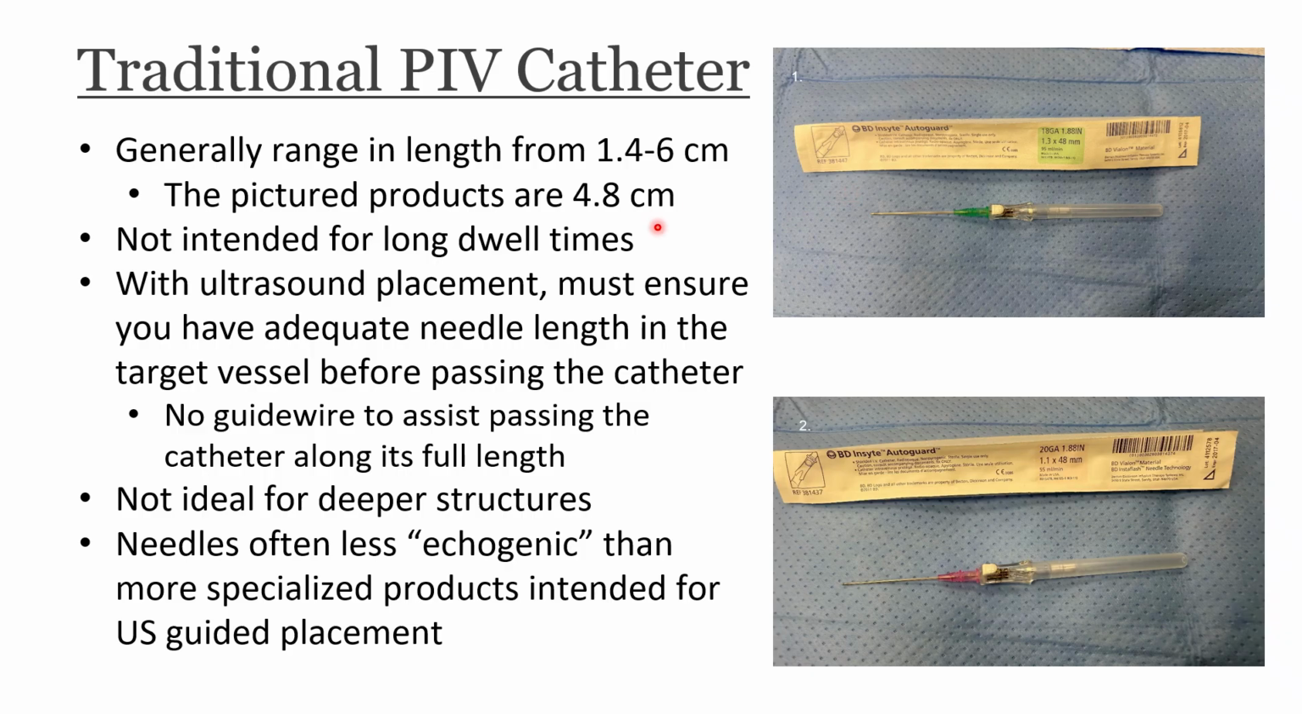And then these are not ideal for deeper structures. If you go back to your Pythagorean theorem from high school and college, sorry if that's giving you some stress, with those shifting angles, it takes more and more catheter the more shallow you get. So you may only end up with barely even a centimeter of catheter in the vein. That is high risk for coming out. Also, traditional needles, yes, they are echogenic, but there are specific products on the market that have increased reflection of sound, so they're more easily visible.